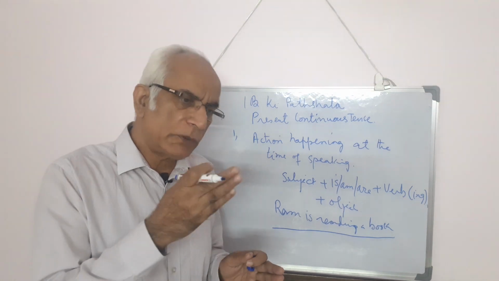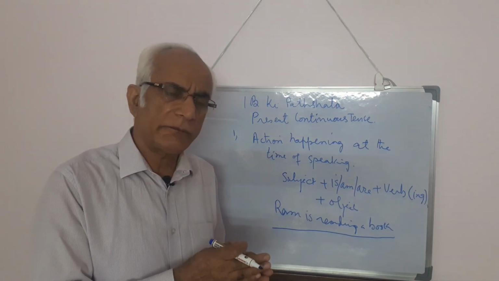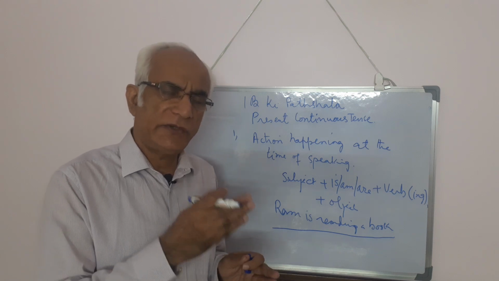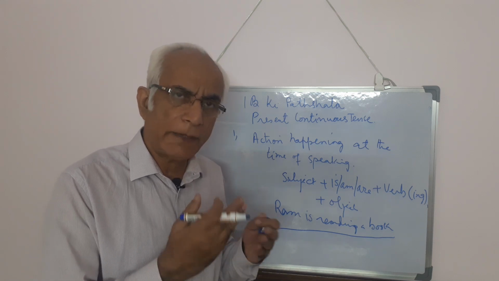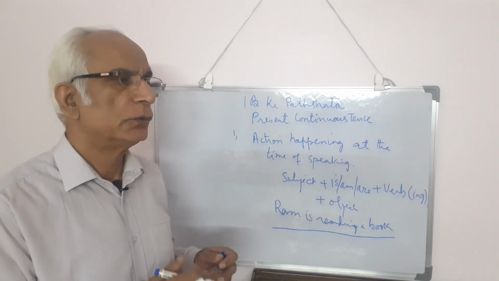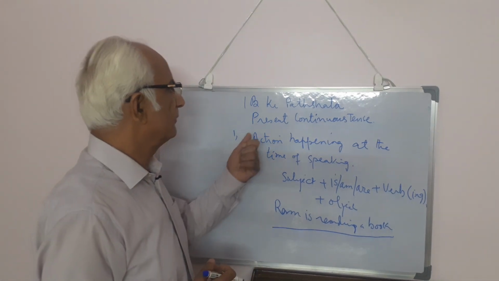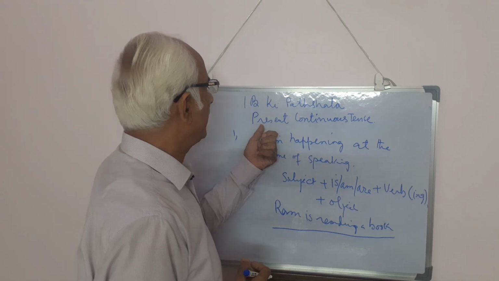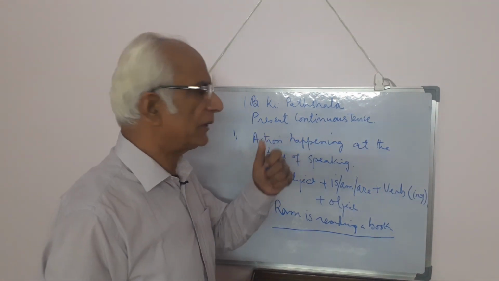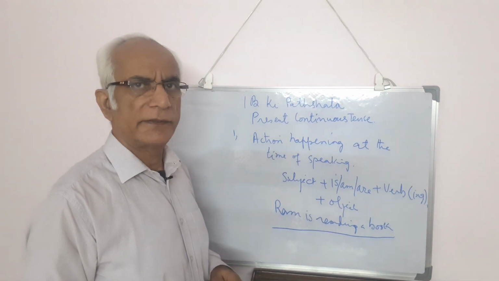So when you talk about something, you speak about something, about an event, or action, or activity. When that event is happening, or activity is taking place, or action is being done, we use the sentence in present continuous tense. We structure the sentence in present continuous tense.